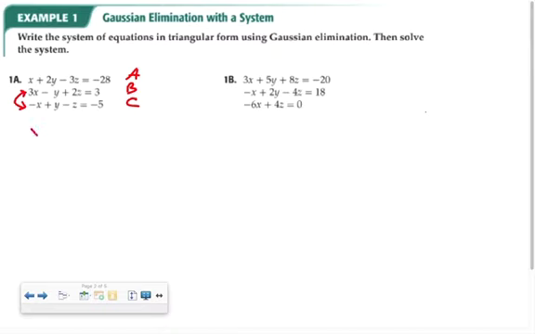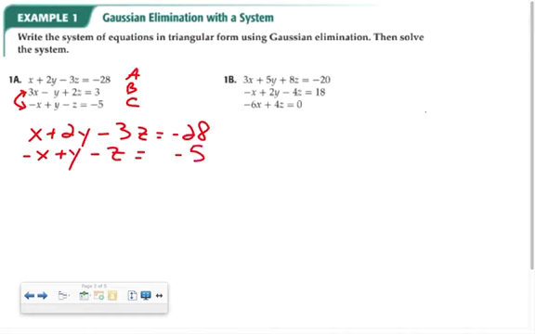All right, so my new system is x plus 2y minus 3z equals negative 28. Negative x plus y minus z equals negative 5. And 3x minus y plus 2z equals 3.